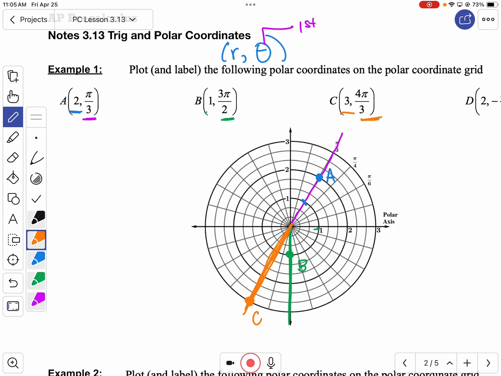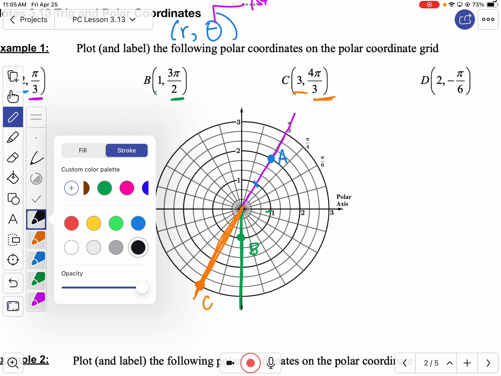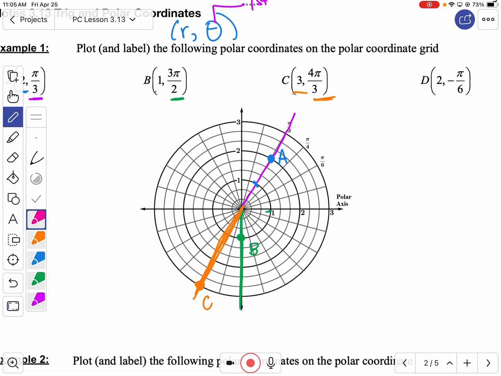You following me? We okay so far? Let's do one more. Now let's do negative pi over 6. Let me get another color up here. Let's do pink. So which way are we going to move this time for my angle? Clockwise. Pi over 6 we know is going to be that first little division of 3 right there. I have a positive radius, so I'm going to be on this ray at the second circle. So that's D.